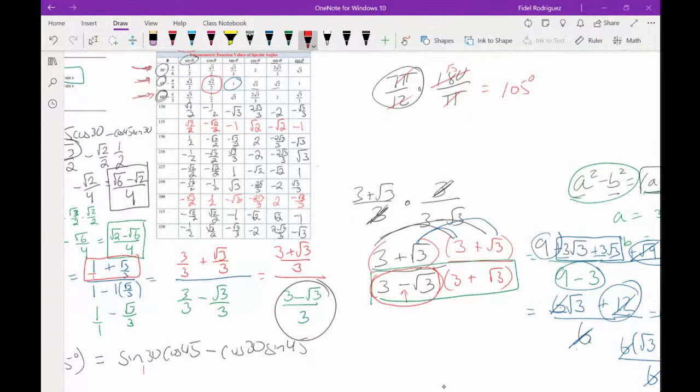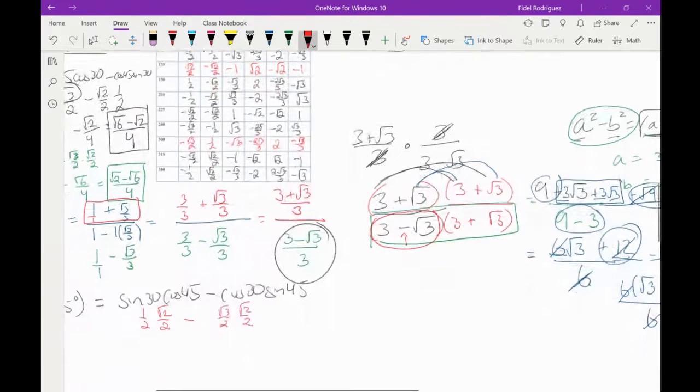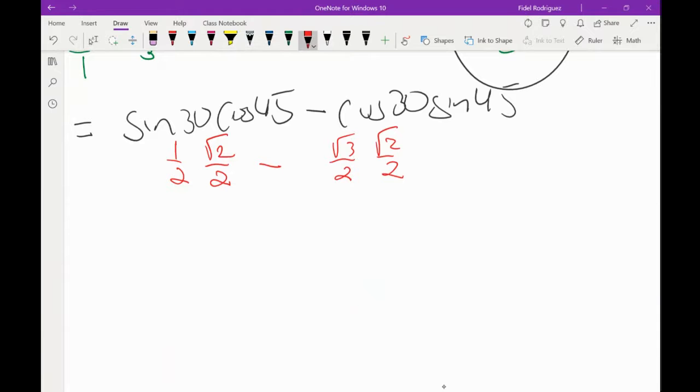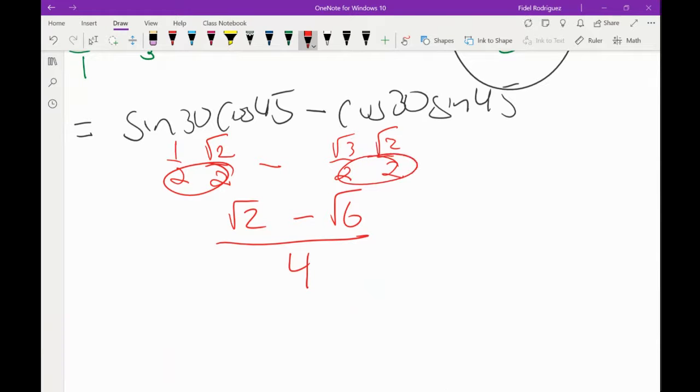Anybody know what sine of 30 is? 1/2. Cosine of 45 is square root of 2 over 2. Cosine of 30 is square root of 3 over 2. And sine of 45 is square root of 2 over 2. Okay. So now that we have that, I can zoom in a little bit better and we can see what we got. This should be square root of 2 minus square root of 6 all over what? Anybody know what our denominator is going to be? 4. Right? That's going to give me a 4.